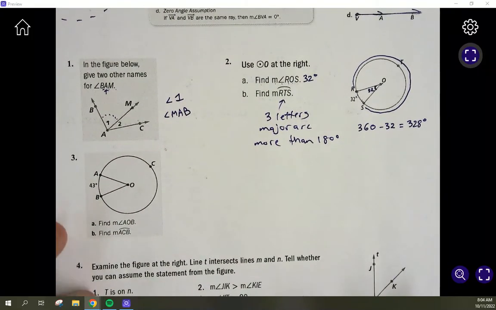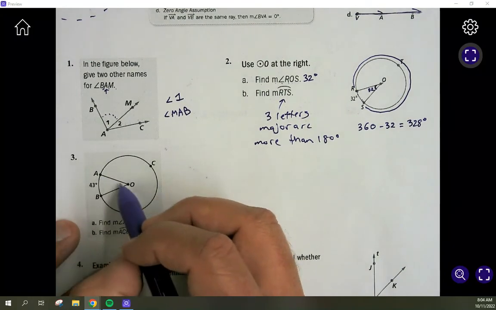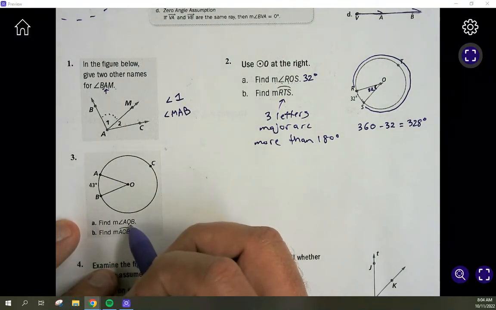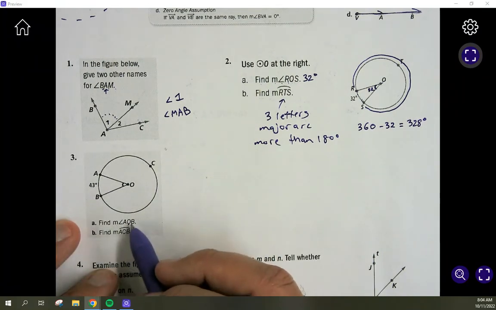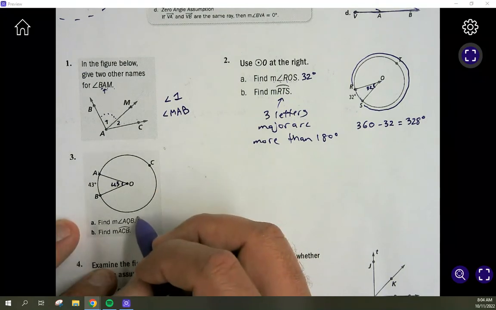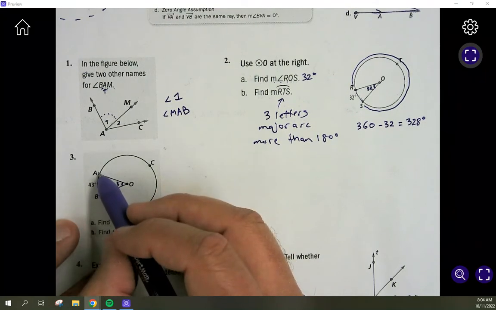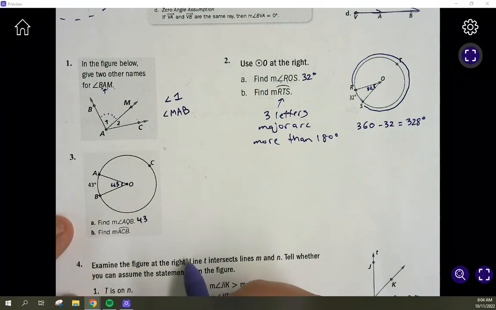Same idea on question number 3. Find the measure of angle AOB. AOB. O is in the middle of the notation, meaning it's the vertex right here. So the measure equals the measure of this arc out here. So it's also 43 degrees in here. So the measure of the arc is 43, and the measure of this angle, central angle, is 43 degrees.